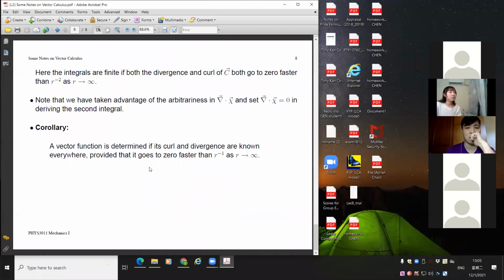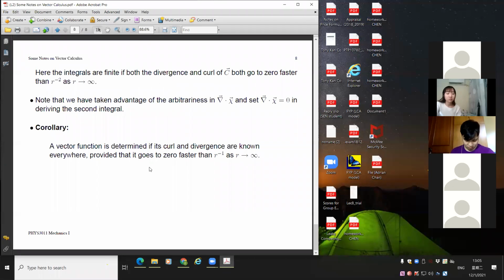Now here, we have to make sure that the integrals are finite, provided that the divergence and curl of C both go to 0 faster than 1 over R squared, all right? Why is it so? Why not 1 over R? Why 1 over R squared at least? If it decays as 1 over R, you have logarithmic divergence, am I right? So it won't work. So it must be faster than 1 over R squared.